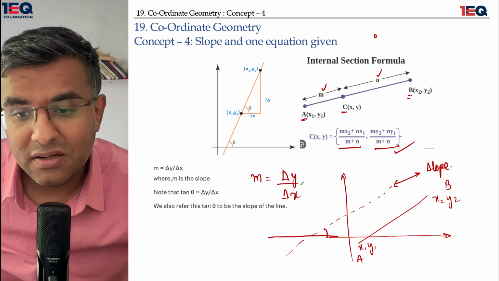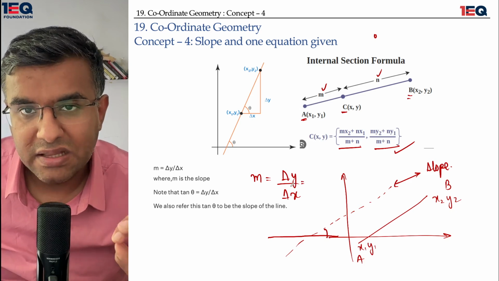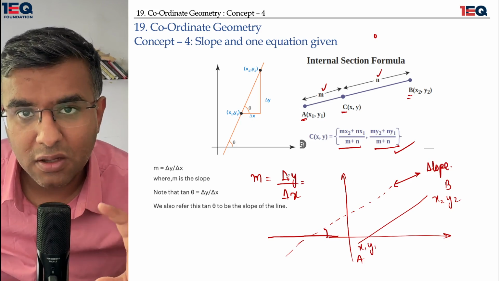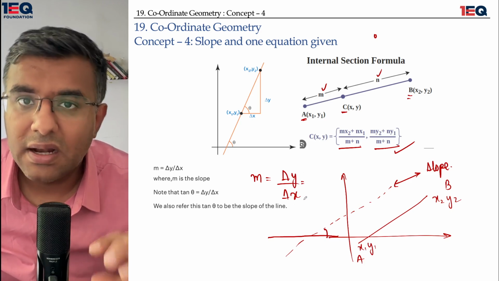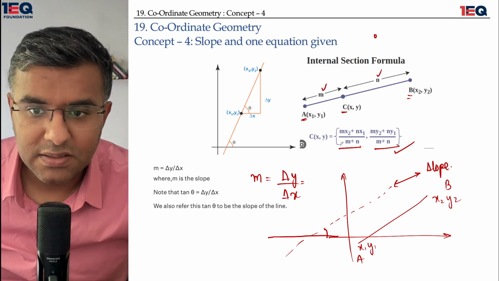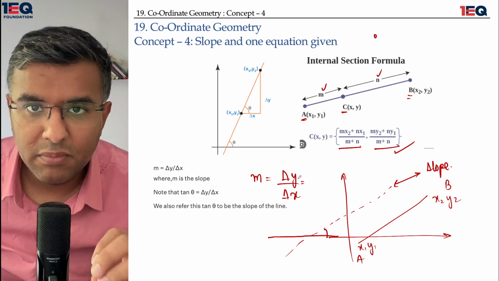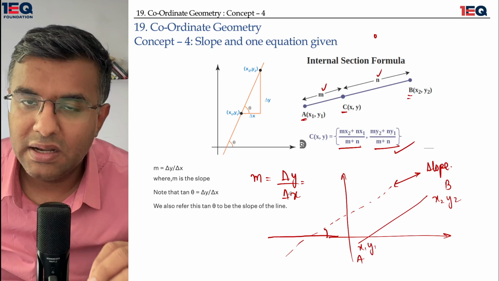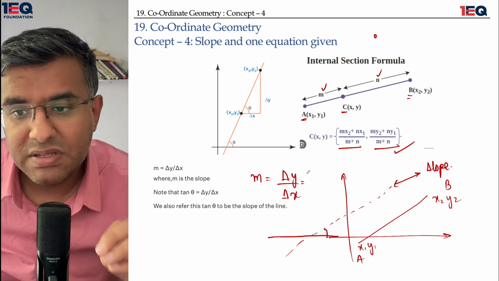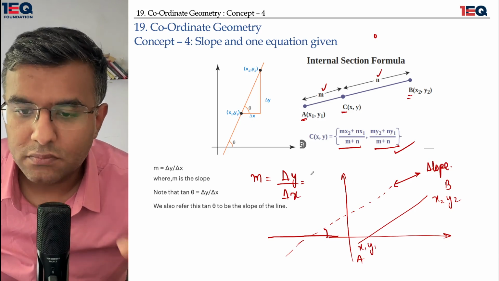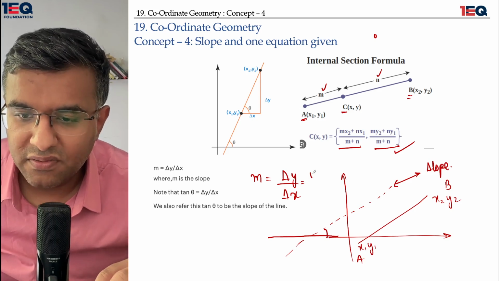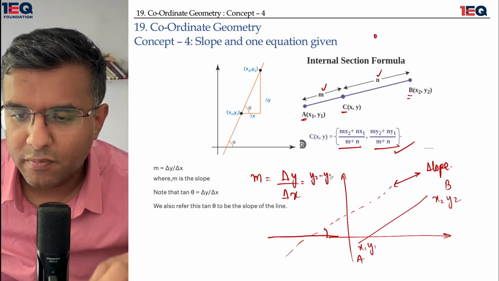What do we mean by the term delta? Delta means the difference. Delta y means the difference between the coordinates of y, and similarly delta x means the difference of coordinates of x. So what happens in the difference of coordinates of y? The difference of coordinates of y means y2 minus y1.